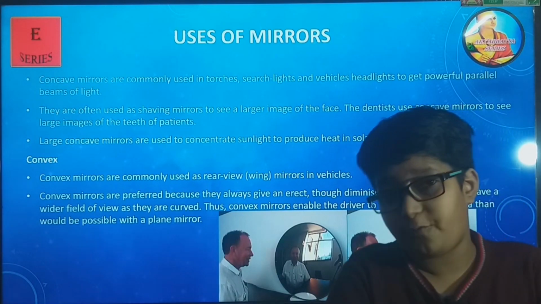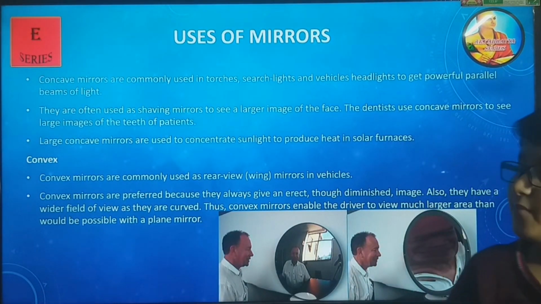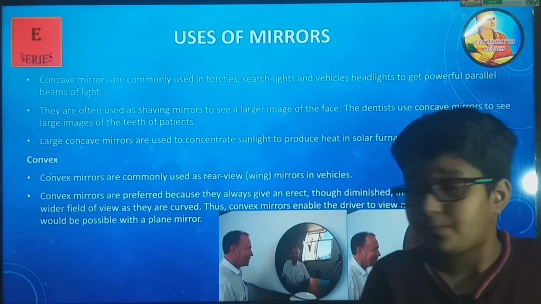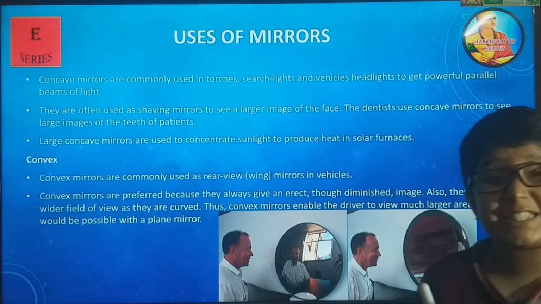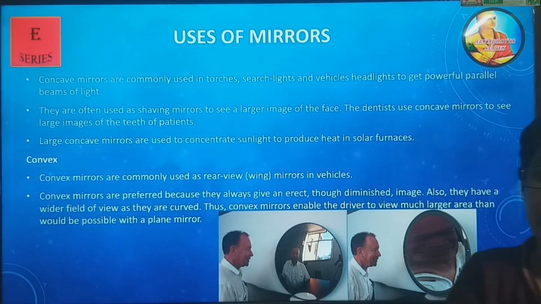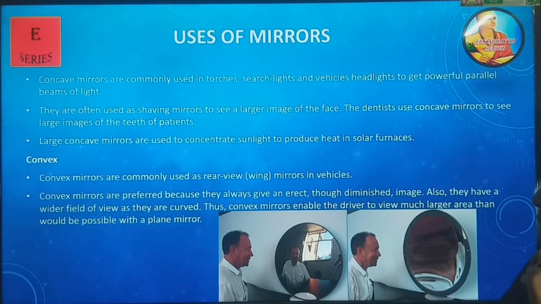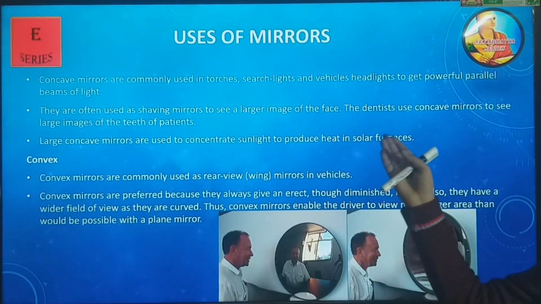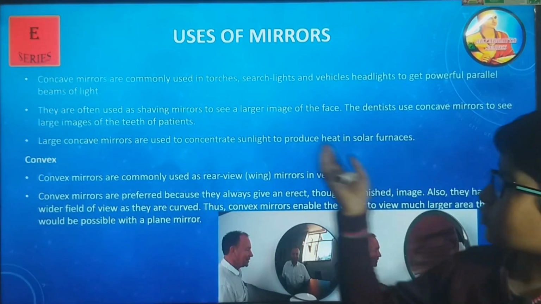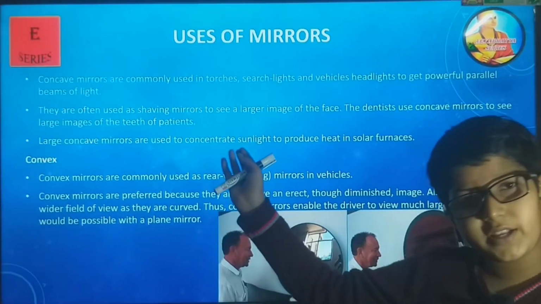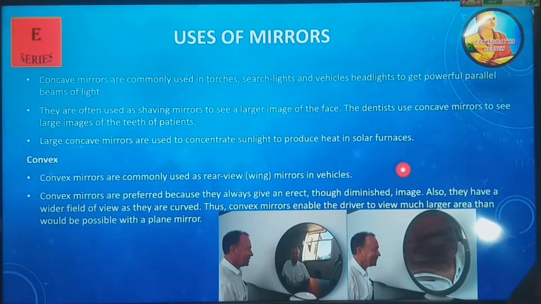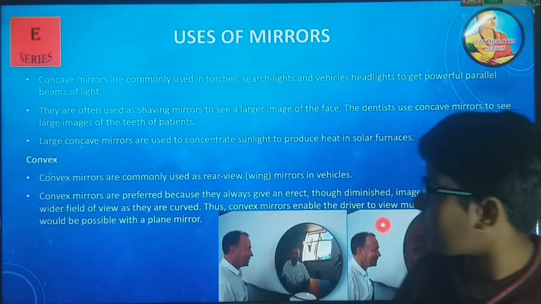Now here are the uses of mirrors. As you can see here, concave mirrors are commonly used in torches, searchlights and vehicles' headlights to get powerful parallel beams of light. They are often used as shaving mirrors because in a shaving mirror we need an enlarged image to see properly what is happening. You can see a larger image of the face. Dentists use a concave mirror to see large images of teeth of the patients. Large concave mirrors are used to concentrate sunlight to produce heat in solar furnaces.